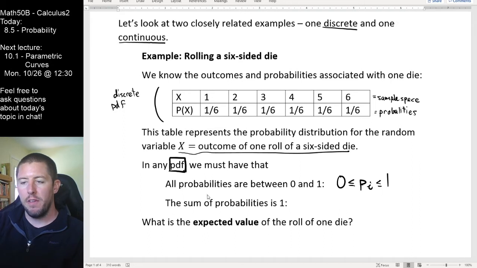So a very important feature of PDFs, I mean, it's really just these two things right here. But in my mind, the more important one is ensuring that the sum of your probabilities goes to 1.